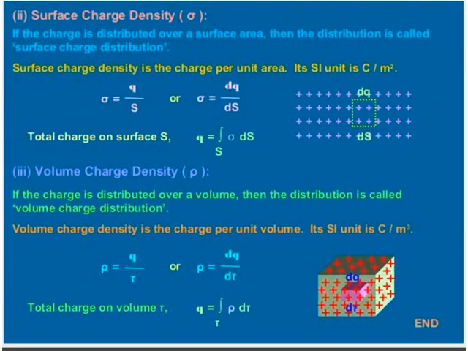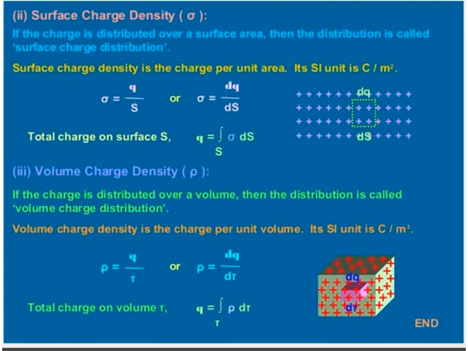Similarly, if the charge is distributed over a surface area, then the distribution is called surface charge distribution. Mathematically, surface charge density is denoted by sigma and it will be charge upon area, and in terms of small charge, sigma will equal dq upon ds. And from here, the total charge Q will be the integration of sigma ds, and by calculating the charge in this way, put this charge in the above force formula in place of dq.